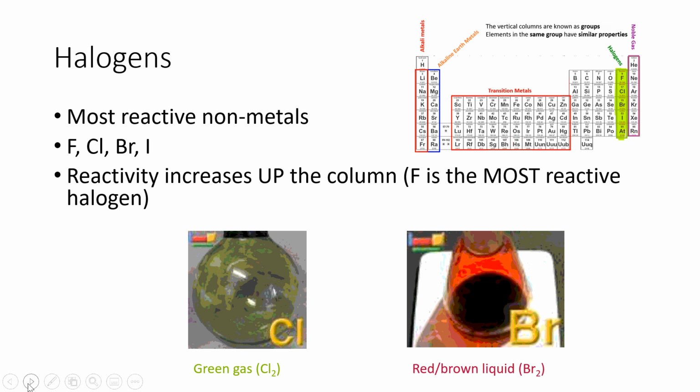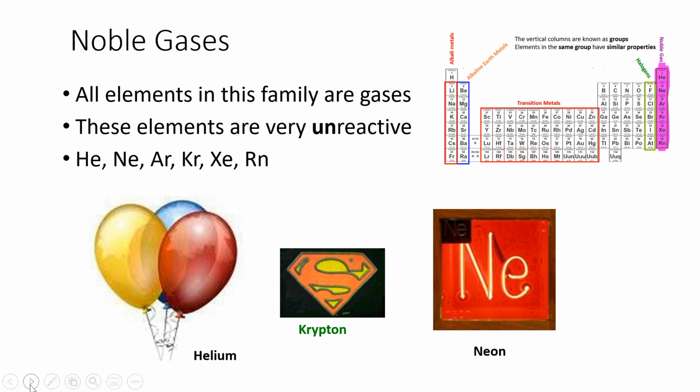And here's some examples of some of our halogens. So like chlorine is a gas at room temperature, that's chlorine, and then bromine is one of the few elements that is a liquid under standard conditions. That's what bromine looks like. The noble gases, these are this last column. So every element in this family are gases, and these elements are very unreactive, and they're helium, neon, argon, xenon, and then we'll talk more with structure later on about why the noble gases tend to be so unreactive.